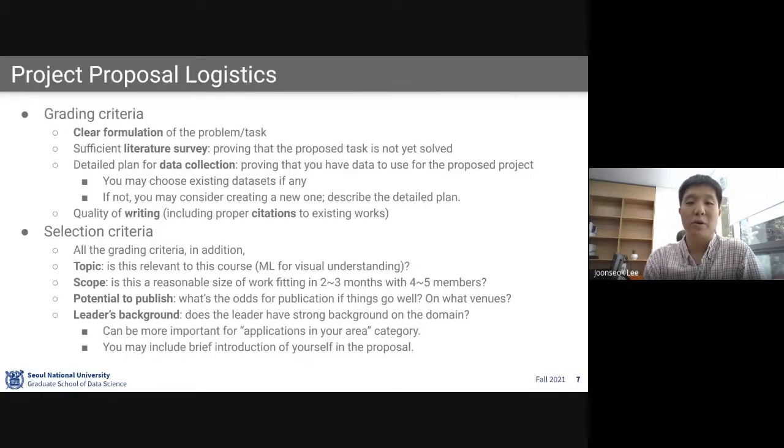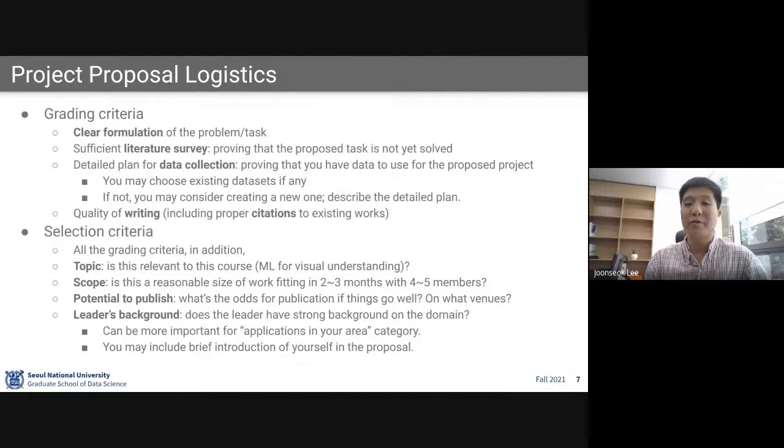And also quality of writing does matter. Especially, please include the citations in a scientific way, as in a paper, to the existing works, so that we can see that you have actually surveyed. And in addition to that, to be selected as the main project, we are going to see, first of all, the topic. Is it relevant to machine learning for visual understanding? It is important. Please do not choose topics without any relevance to visual understanding, because this is a visual understanding course. And scope.